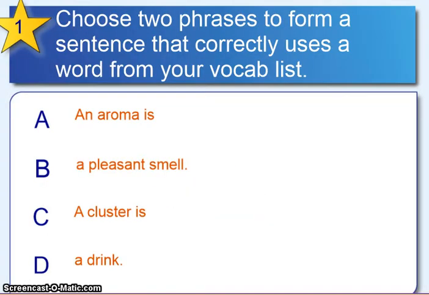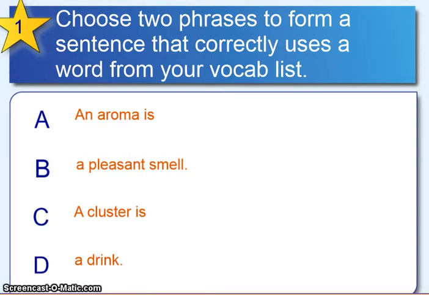Question number 1. A, an aroma is. B, a pleasant smell. C, a cluster is. D, a drink. Again, the first thing that we should do is find our sentence starters by locating our capital letters. And we see that both A and C have a capital letter to begin, so we know that those are our sentence starters, and then B and D have periods at the end, so those would be the end of the sentence. So let's start with A.